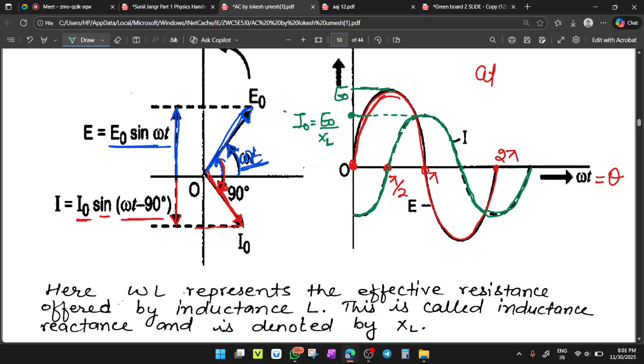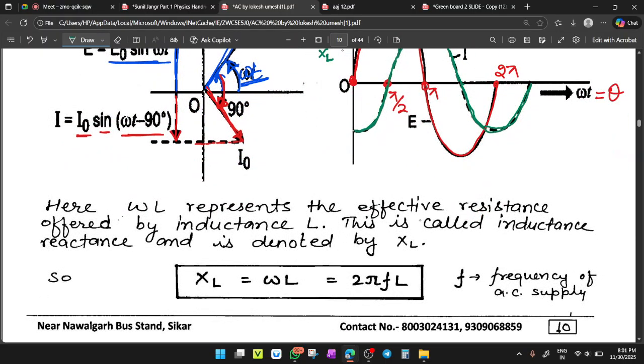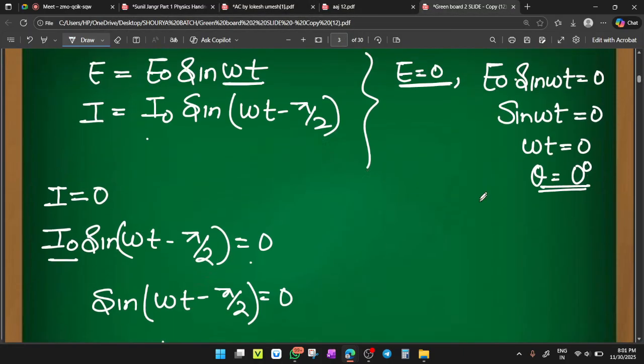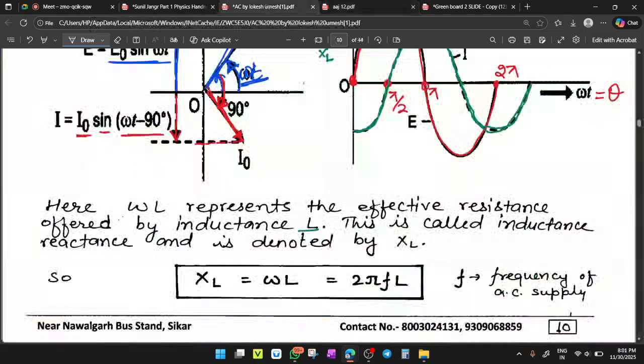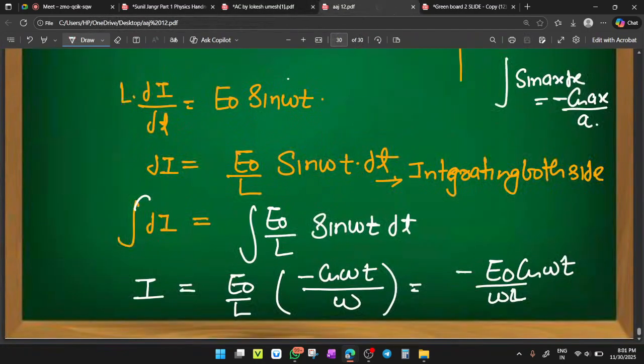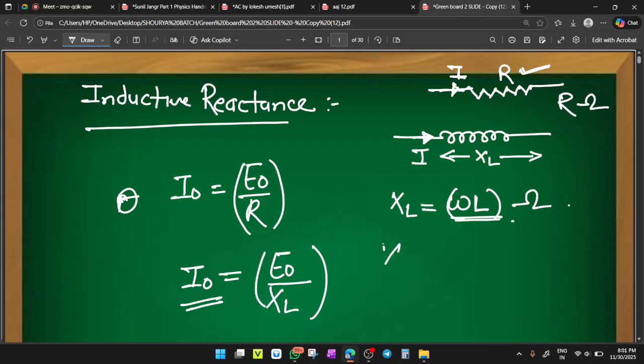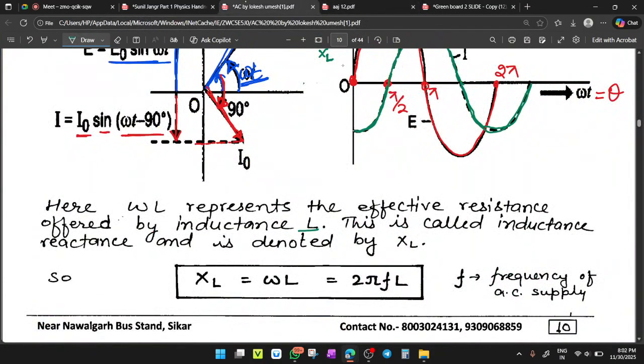Here omega L represents the effective resistance offered by the inductance L. The resistance is offered by the inductor coil, and this omega L is called inductive reactance. So XL equals omega L. The value of omega equals 2 pi F, so you can write XL equals 2 pi F L, in ohms. F is called the frequency of the AC supply.